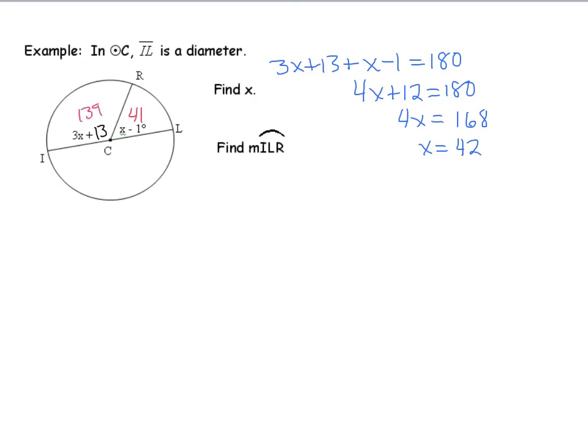Now, if I'm asking you to find the measurement for arc ILR, I'm going to take I to L, that's 180 degrees because it's a semicircle, and I'm going to add on to that 41. So if I take 180 and add on the 41, I'm going to end up getting 221 degrees. Another way you can do this is you can take the fact that you know there's 360 degrees in a circle, and you can subtract off the arc you don't want. So if I took 360 and subtracted off 139, I would still get 221 degrees.